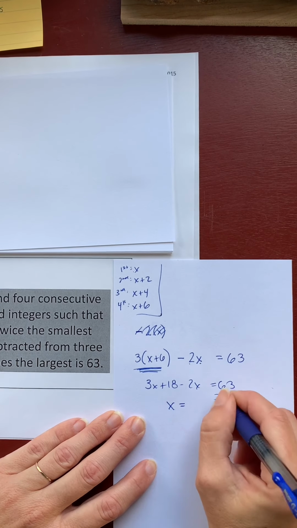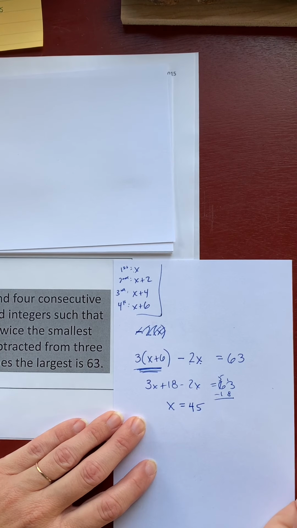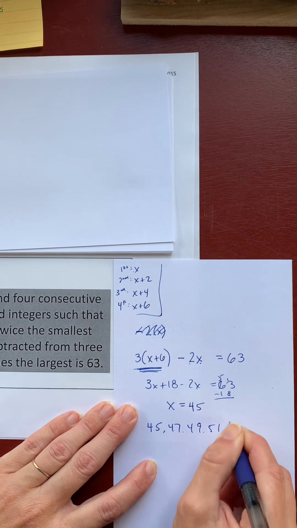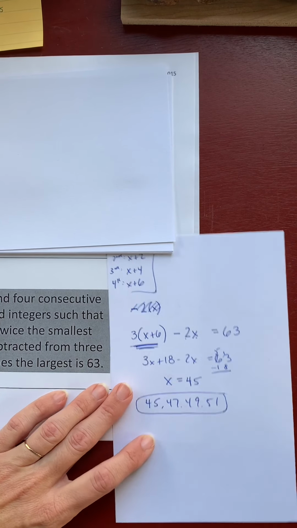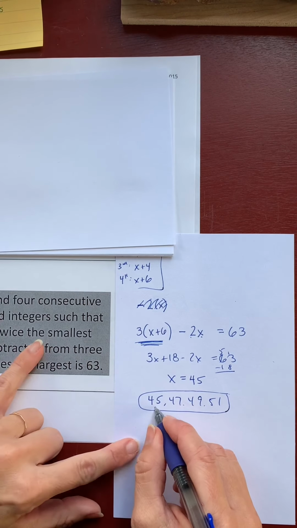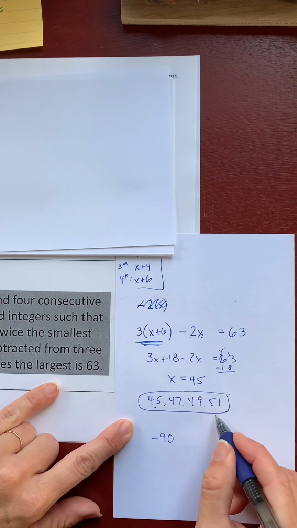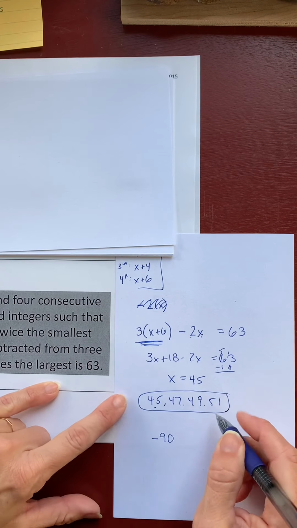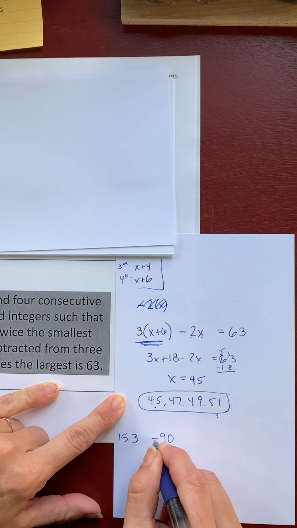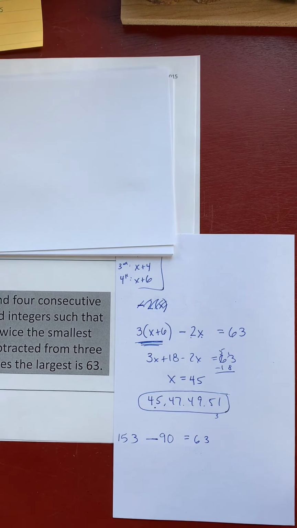63 minus 18, I get 45. So 45, 47, 49, 51 should be my answers. And again, I can check. It said find 4 consecutive integers such that twice the smallest, so that would be 90, subtracted from 3 times the largest. So 3 times 51 is 153. If I subtract these, I get 63. Yep, that's what it says. I get 63.